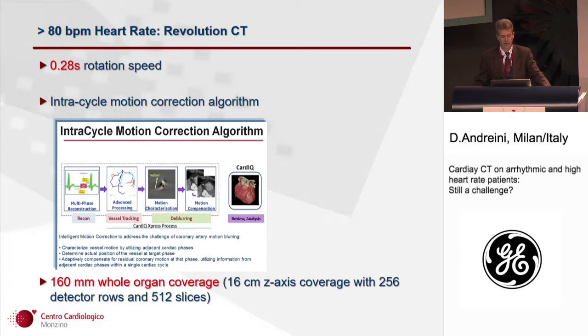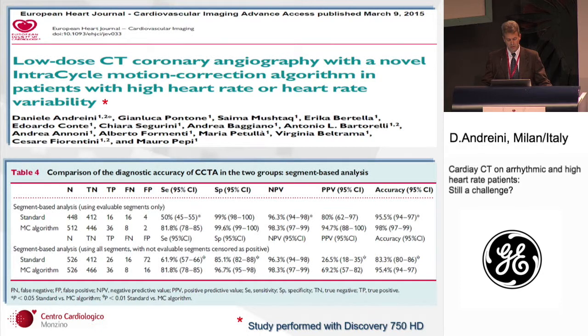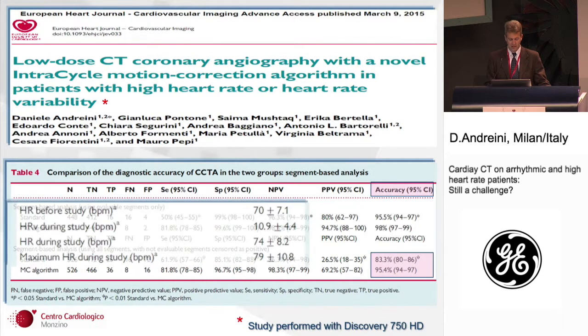So what can we do with the scanner we have at Monzino? As Olivier told, starting in 2015, the Revolution CT combines fast gantry rotation time with a 16 centimeter Z-axis coverage, and the SnapShot Freeze, the software tool to address the challenge of coronary motion blurring and to solve most of the residual motion artifacts. It's important to underline that SnapShot Freeze per se, without the latest scanner generation, with a 64-slice CT, as documented in this paper, was able to improve the diagnostic accuracy of CT in the setting of moderate to high heart rate, 70 BPM.